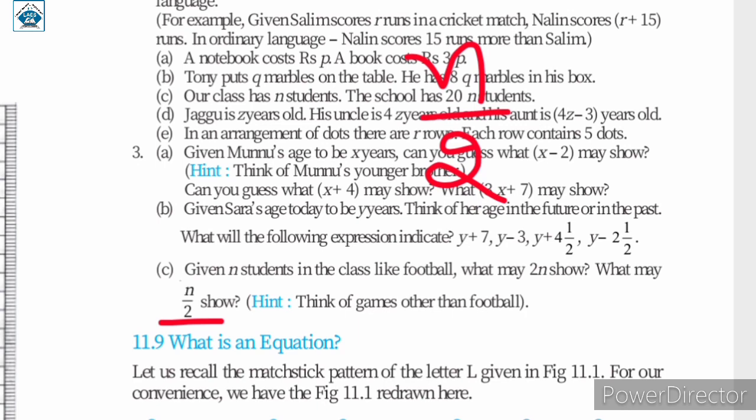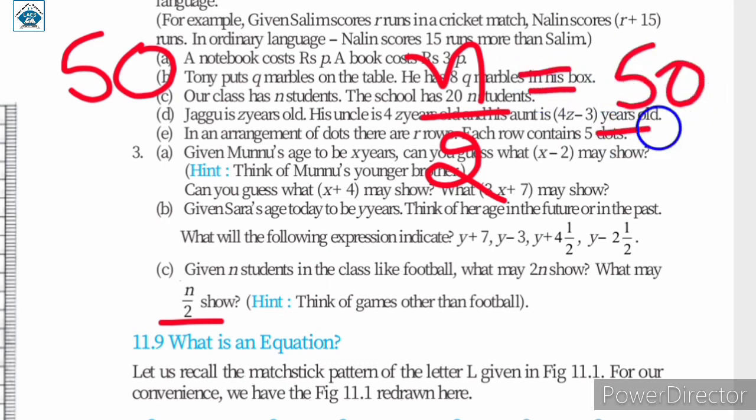जितना n होगा उसका आधा. If n is equal to 50, then n by 2 will be equal to 50 by 2. 50 divided by 2 which is equal to 25. That is half of 50. So here n by 2 shows half. So consider this to be a game of tennis. Then we can say n by 2 shows half of those number of students who like tennis.